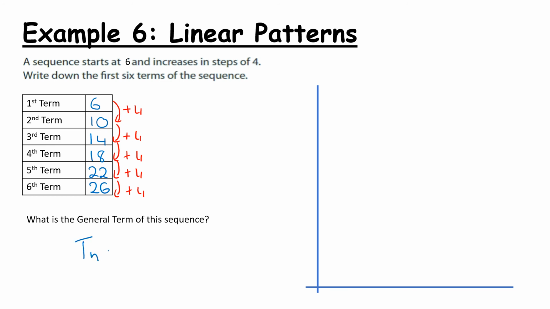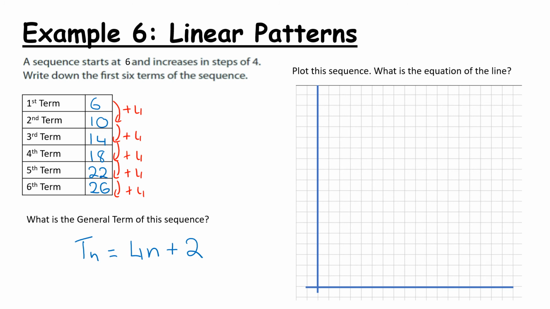Tn is equal to 4n, remember that 4 is coming from the common difference, plus 2. This is very quick because there's a little shortcut we can use, and I'm going to explain a little bit more about this shortcut. The follow-on question here asks us to plot this sequence and find the equation of this line.